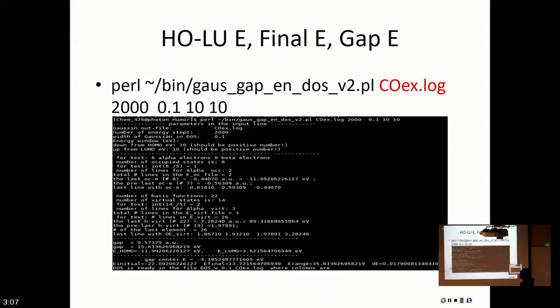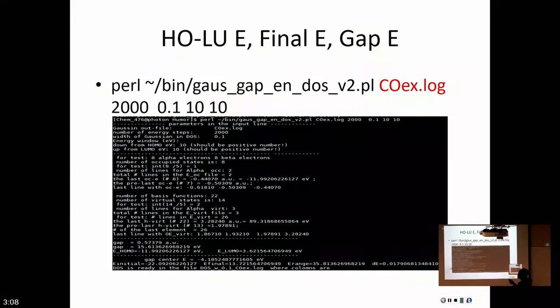And then, to get your Homo energy, your final energy, and your gap energy, you can type this function down, and you also have your compound name from Gauss view in .log. And here you have 2000, which is the number of energy steps you're using, and 10 is more like a grid away and above the Homo Lumo, just like it's explained here. So down from Homo 10, up from Lumo 10. That's what it means there. And the width of the Gaussian is 0.1, that's what it means there.